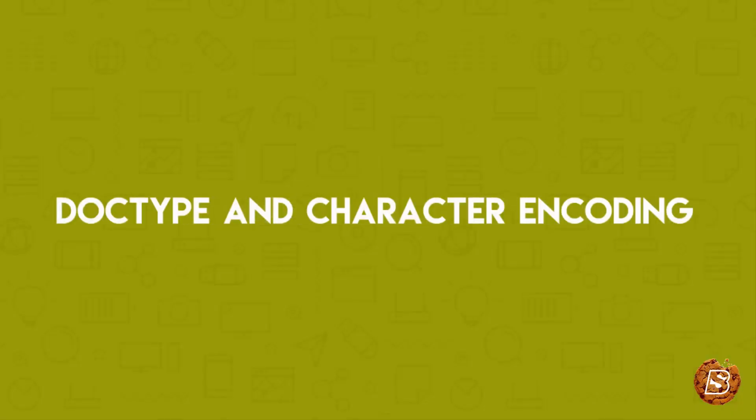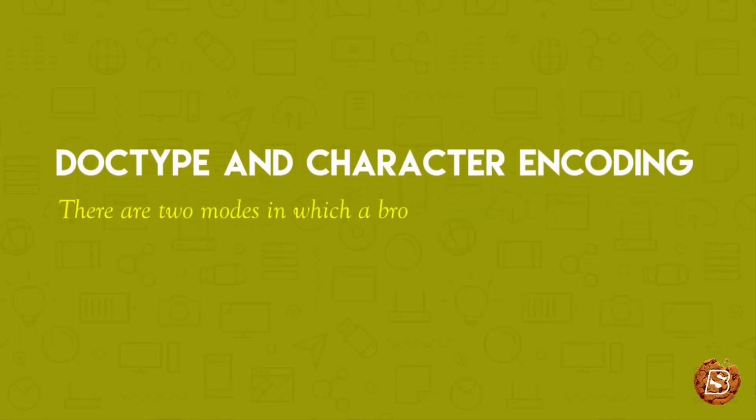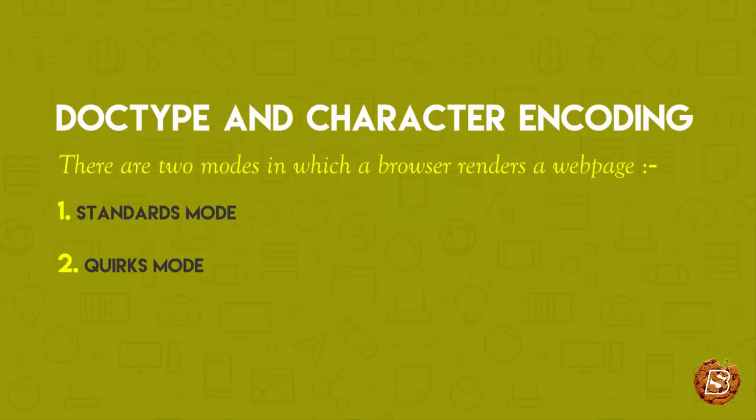In this lecture, we'll see why we make use of doctype and character encoding in our HTML pages. Now, there are two modes in which a browser renders a given web page. First being the standards mode, and second is the quirks mode. Now, how does the browser know in which mode it has to render a given page? That it decides by making use of the doctype declaration in a given web page.